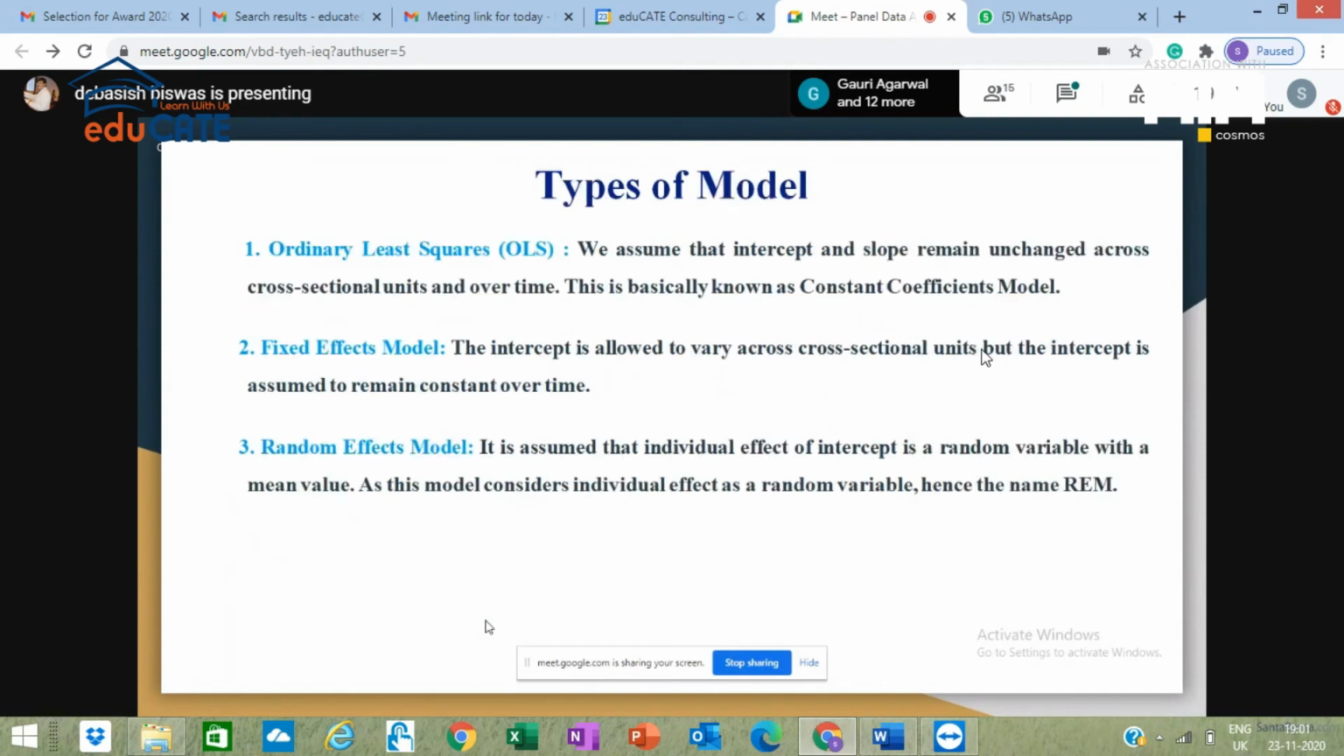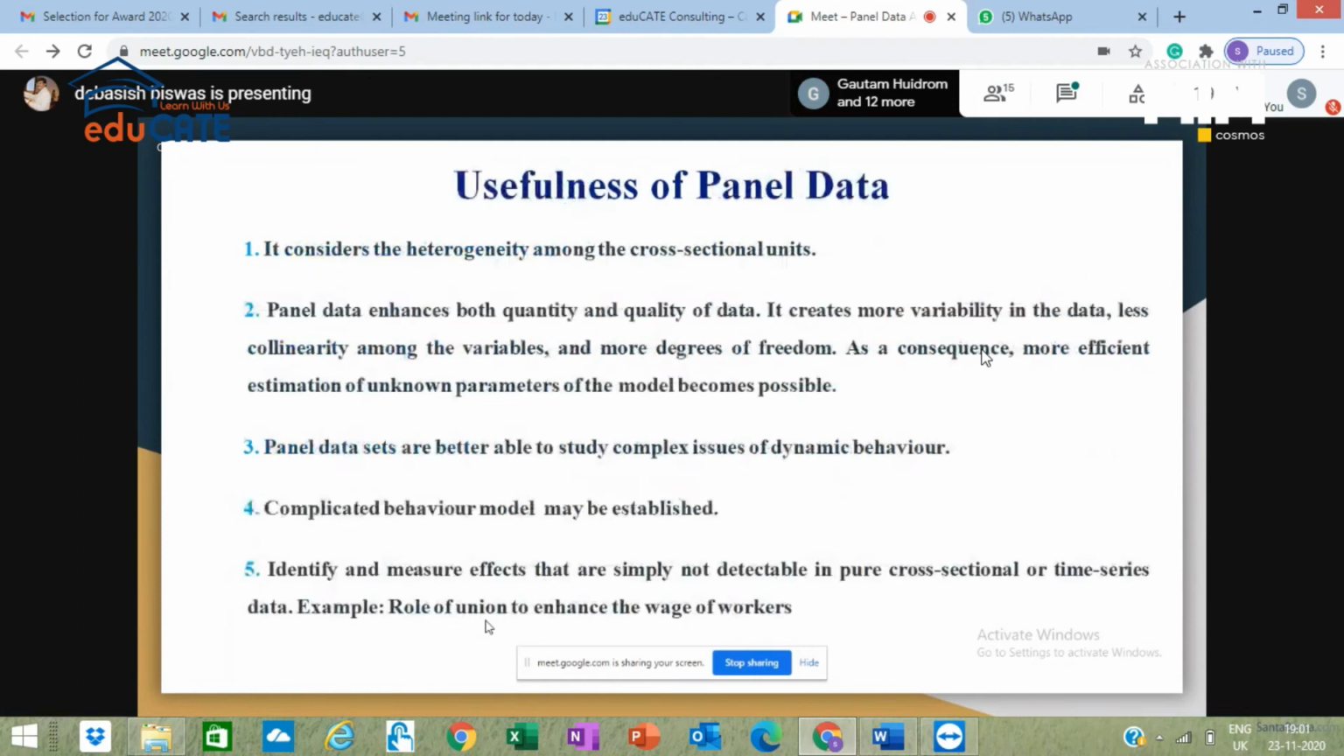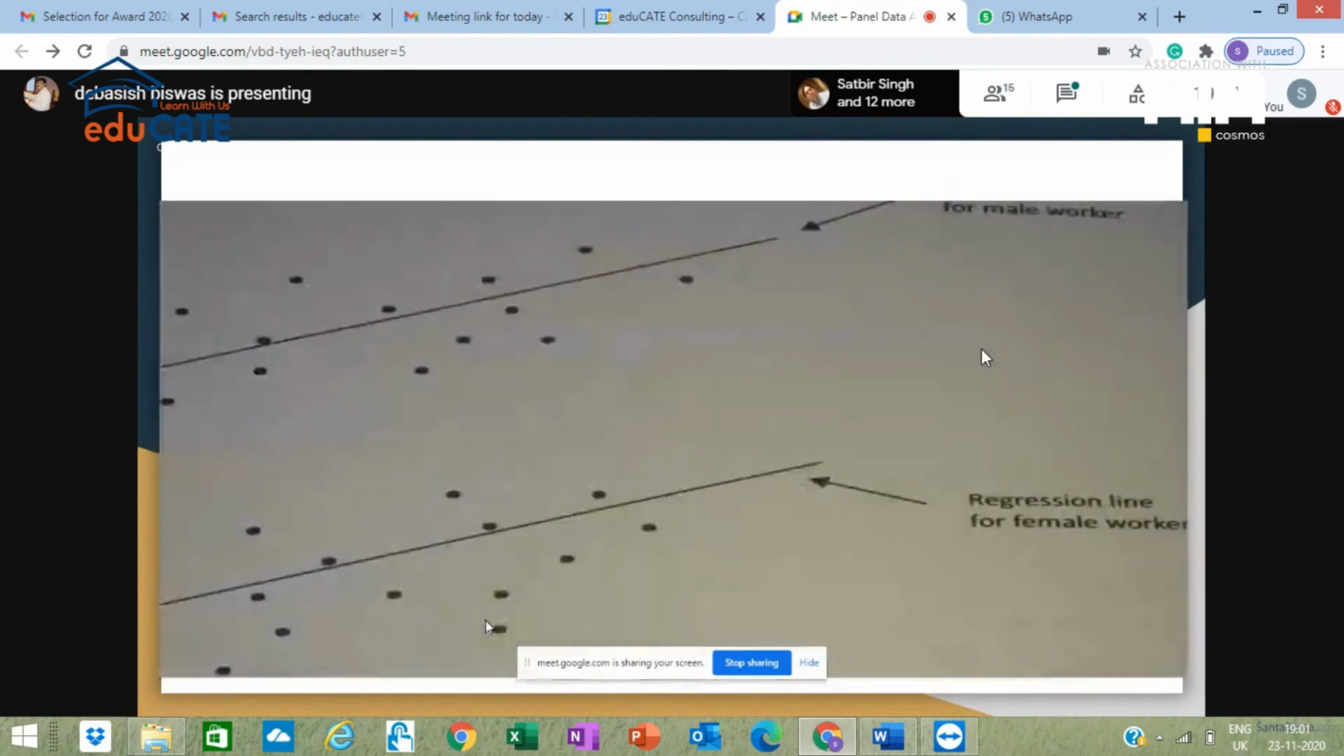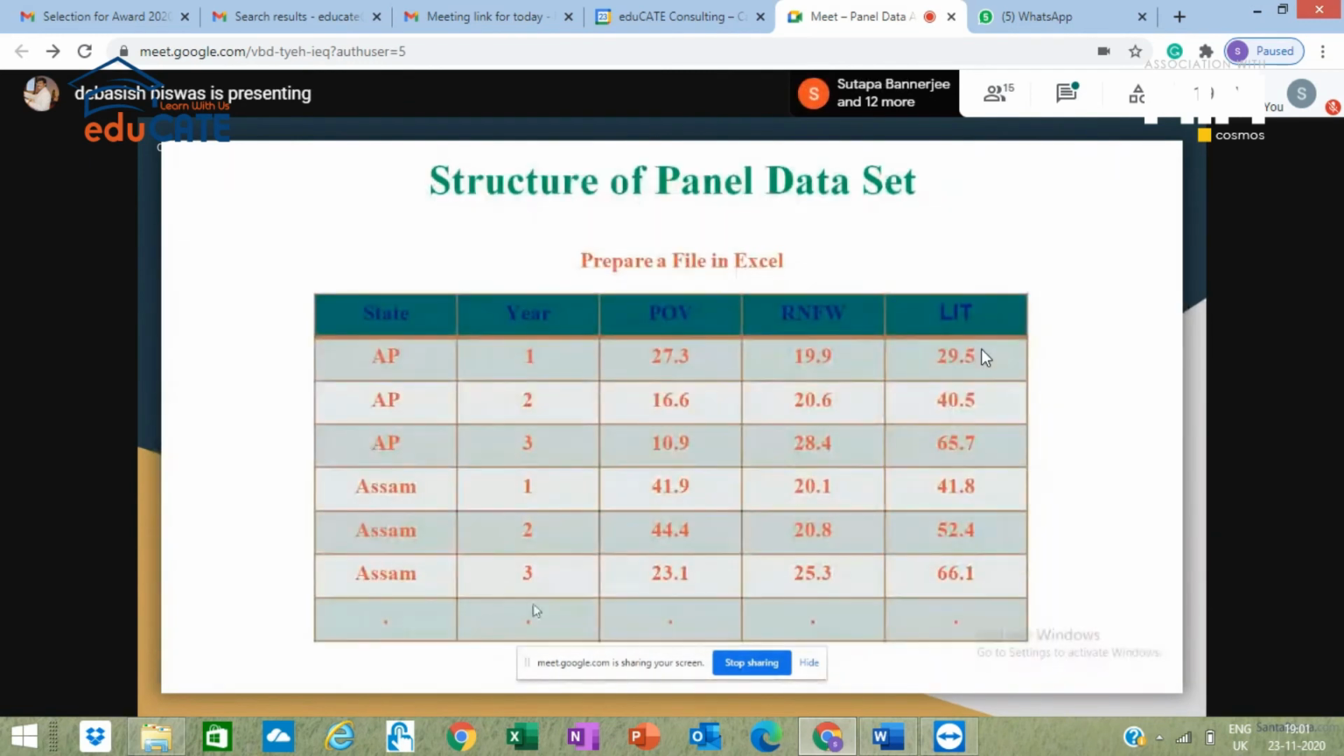Sir, in the case of a union, how will panel data be framed by taking some variables? In Excel? Yes. More variables also? Yes. Just consider my slide. Then you think, so your thinking process will become easier.